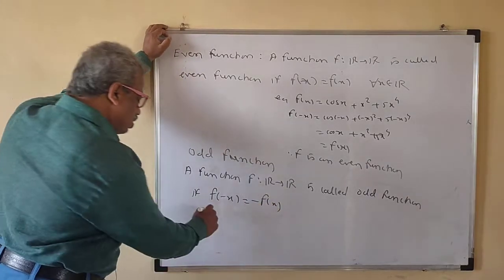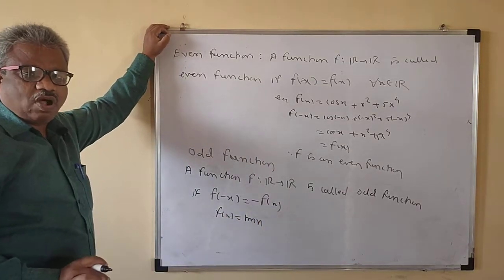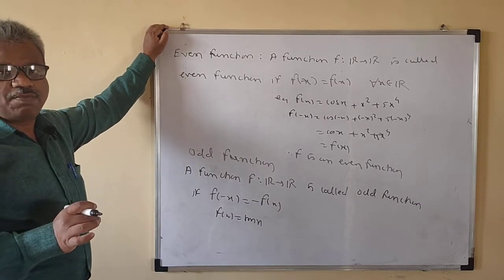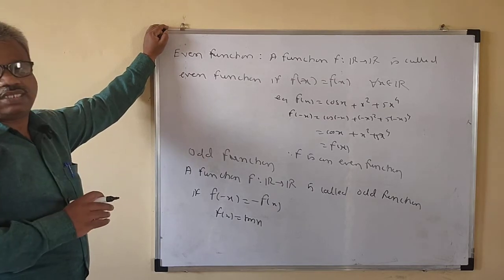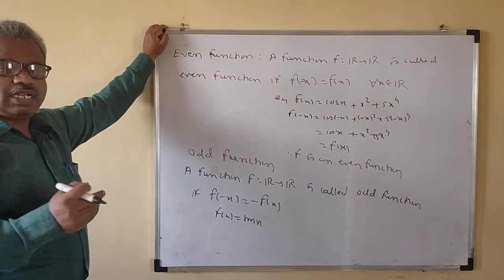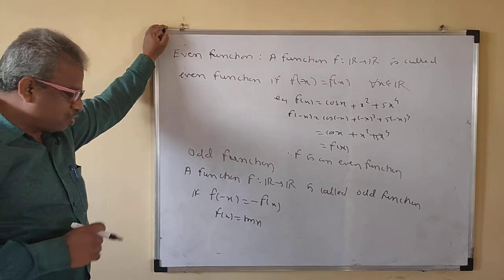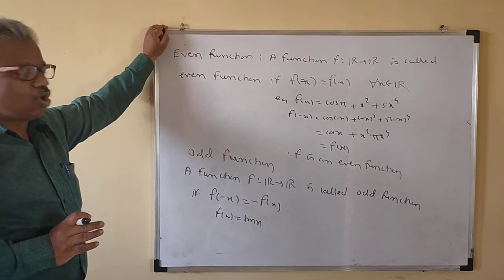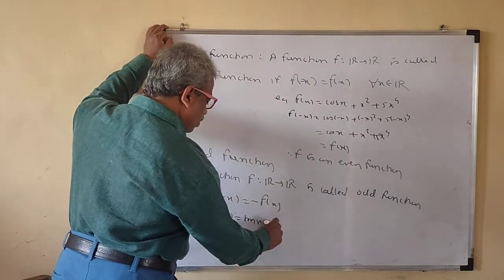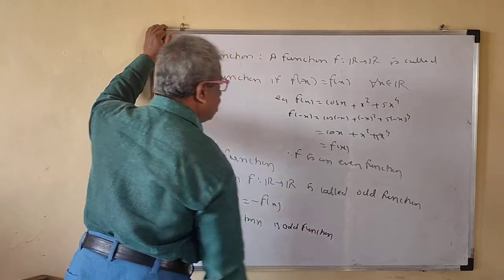Suppose the function f of x is equal to sin x. It is the best example of an odd function. Cos x is the example of an even function. If they ask for an example of an even function, just say cos x. Similarly, sec x is an even function. Tan x is an odd function. Sin x and tan x are odd functions, and obviously cosec x and cot x are odd functions too. So f of x equal to sin x is an odd function.